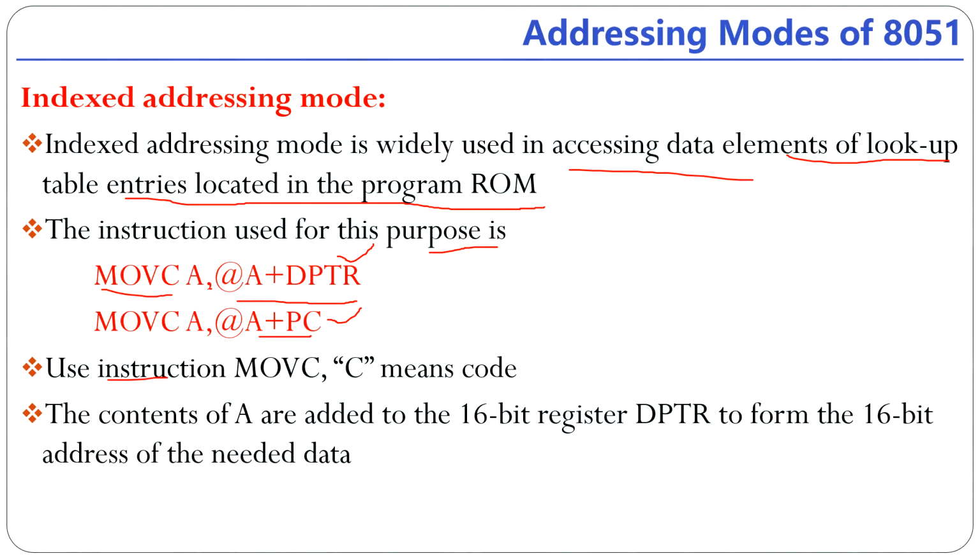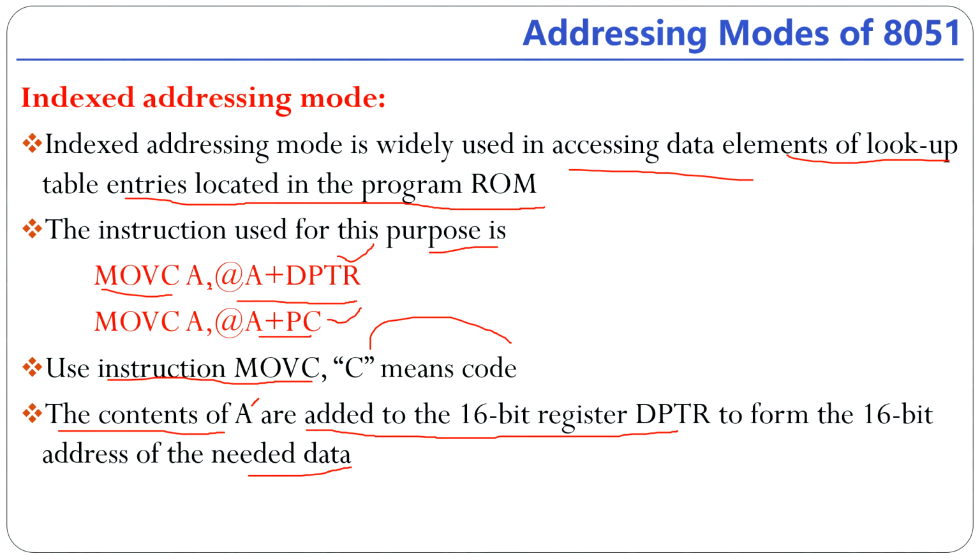Use the instruction MOVC. C means code. We have already seen this in the previous slides. The content of A is added to the 16-bit register, this one, to form the 16-bit address of the needed data.